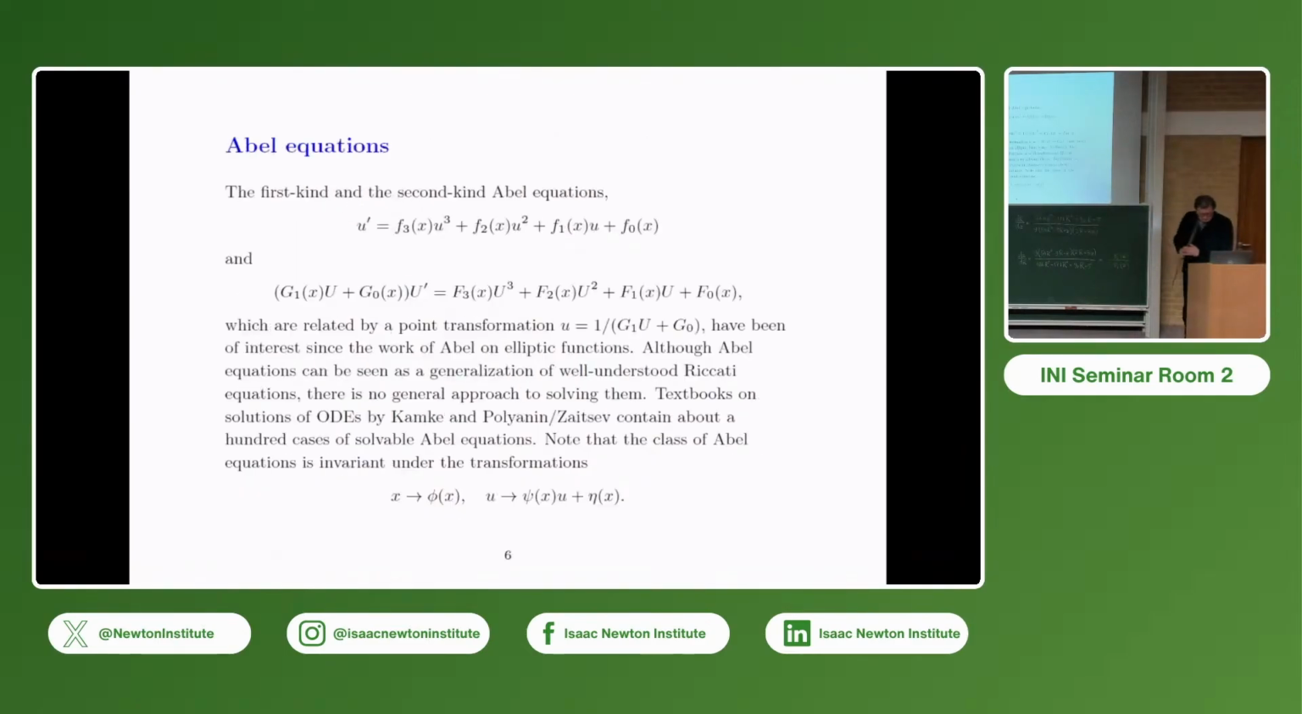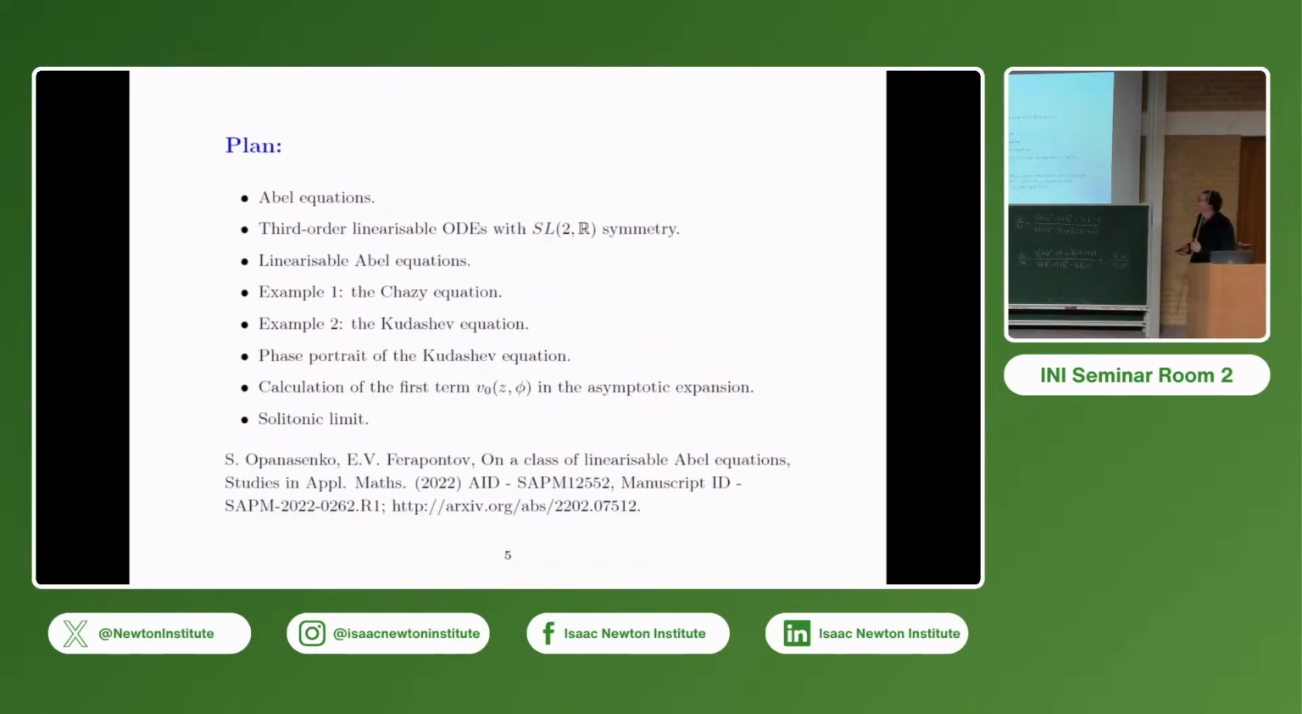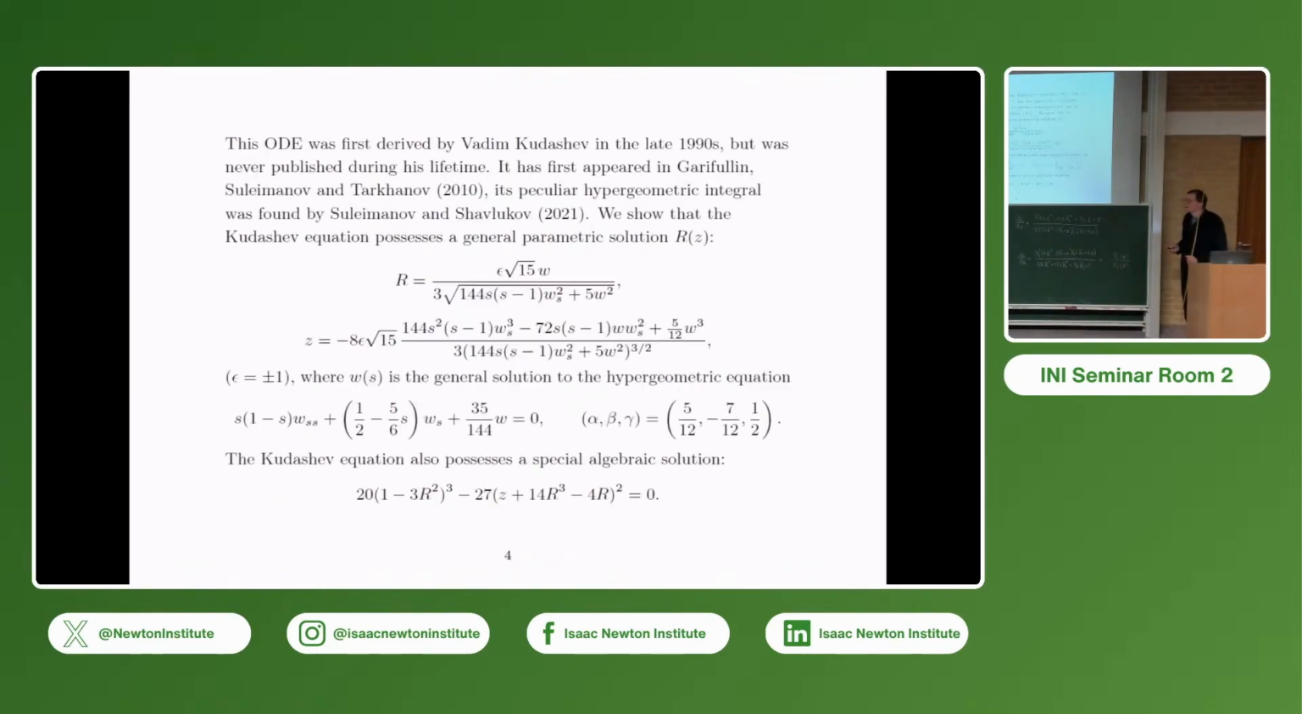Can I ask? Yep. This is a first order equation. So you have one constant of integration. Hypergeometric will have two. Is it that one of them disappears? It disappears by scaling, yeah. The scaling coefficient is irrelevant. Yeah, it disappears.